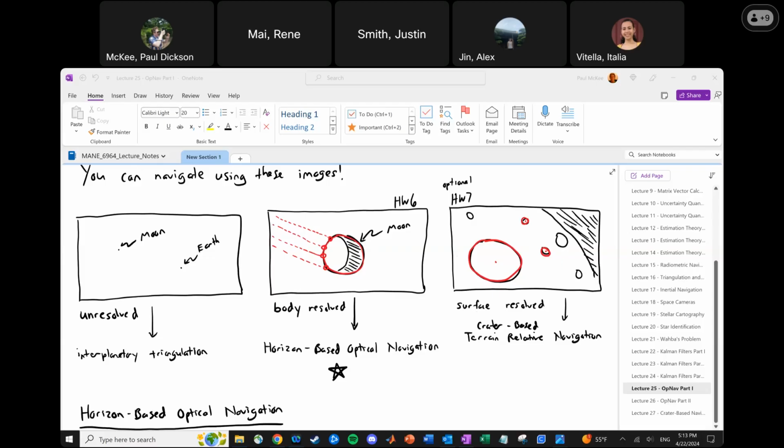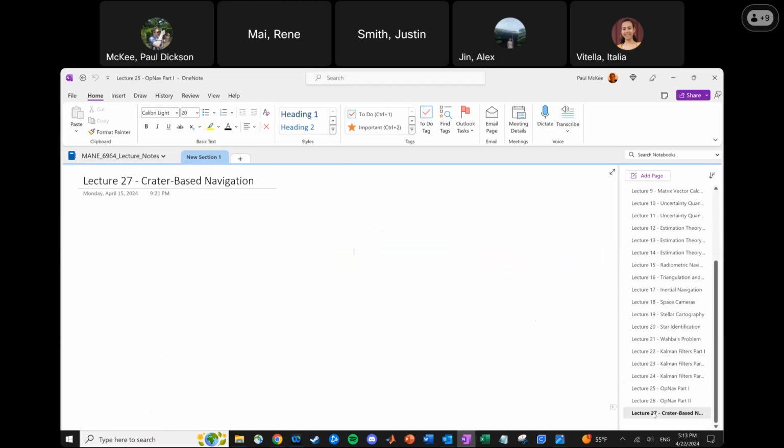And then the third example, which we introduced and then didn't come back to, is what we're going to come back to today, which is terrain relative navigation, or TRN, which is also a broad umbrella term. There's many, many types of TRN. What we're going to focus on today is one specific problem, which is illustrated here, but I'm going to do my best to copy over that illustration.